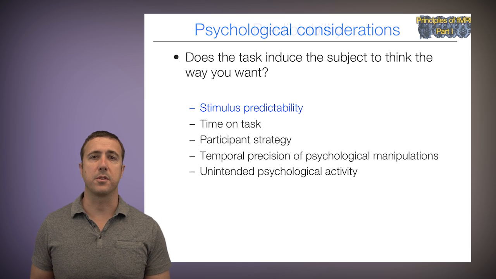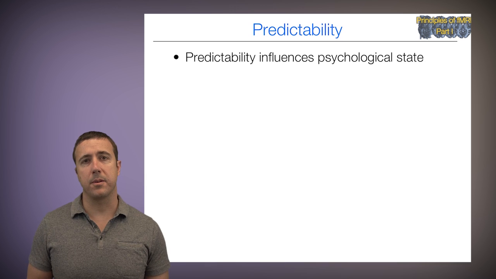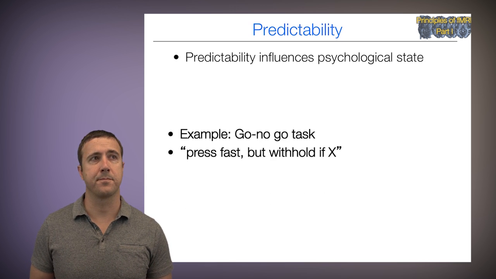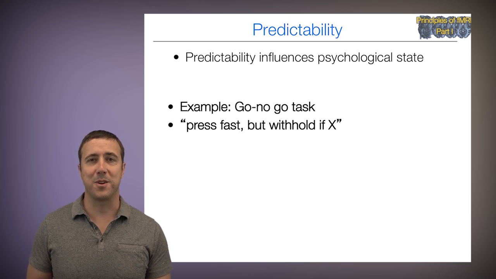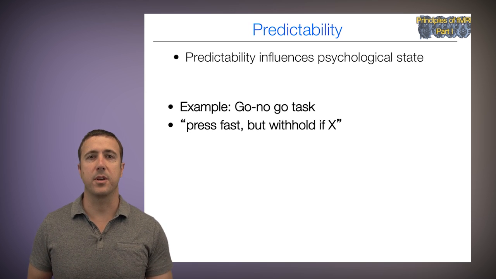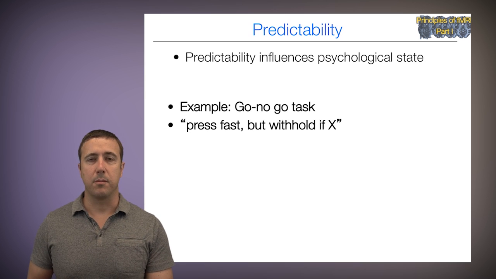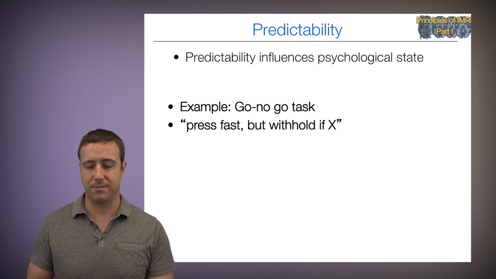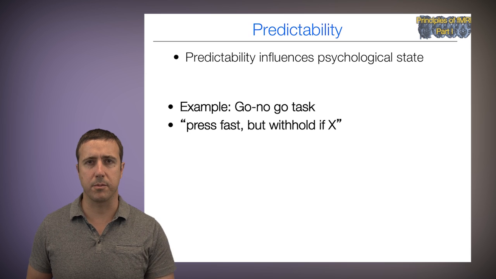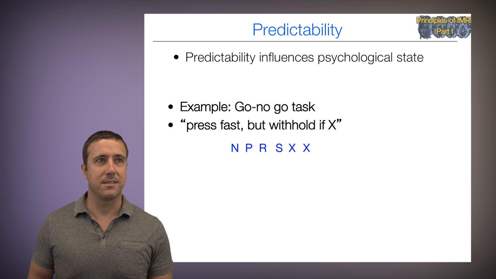Let's first focus on stimulus predictability. The principle is predictability influences psychological state. This is an audience participation event in this lecture, so what I'd like you to do is this simple go, no-go task. You can take a pencil and tap on the desk as you're following along. So tap as fast as you can, but if it's an X, don't tap. You'll be judged and timed based on your performance. Ready? Here we go. And tap, tap, tap, tap, tap. Oops, I tapped. Okay.